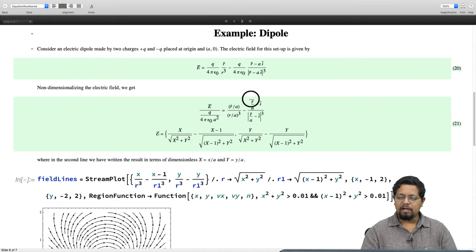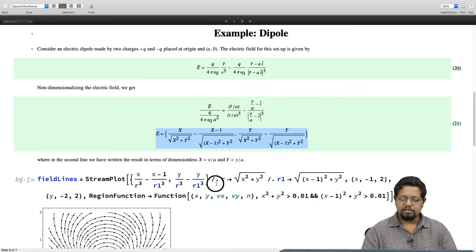Taking r by a as x by a, y by a, etc., I get the following components for the non-dimensionalized electric field, where x is x by a and y is the y component of r divided by a. So you can verify that for the x component of the electric field, I get this expression, where x by square root of x square plus y square is coming from this part of the expression, and x minus 1 by square root of x minus 1 square plus y square is coming from this part of the expression. Similarly for the y component. So therefore, this is my vector field that I want to plot.